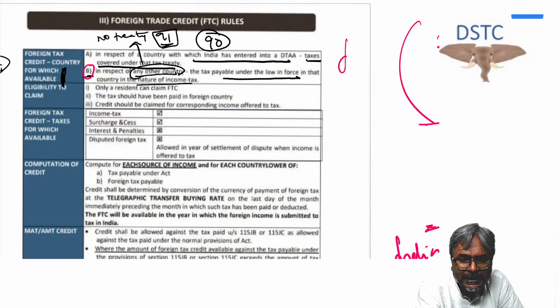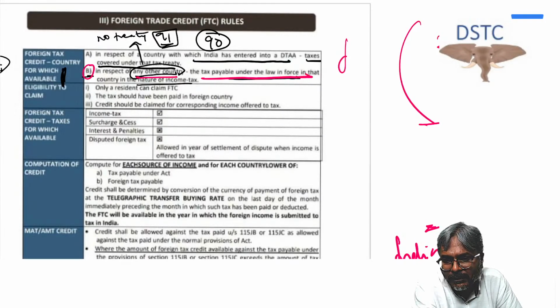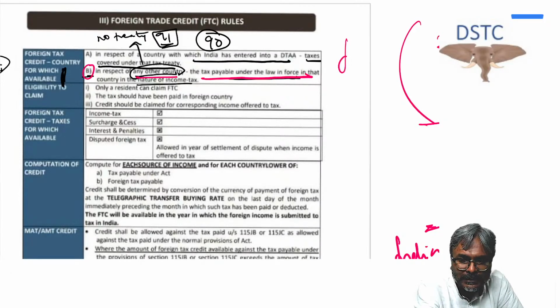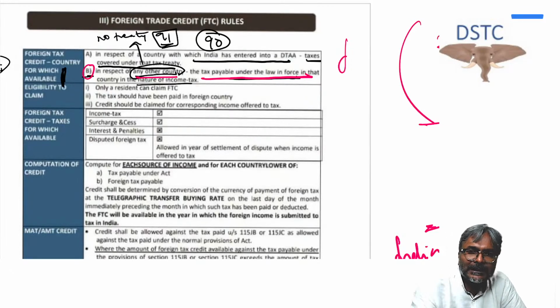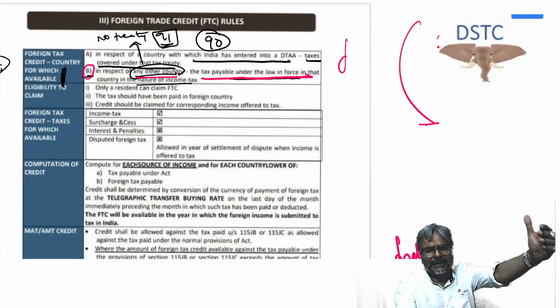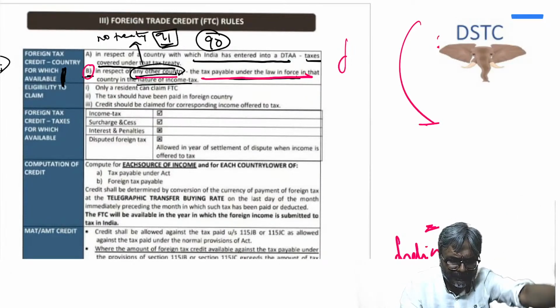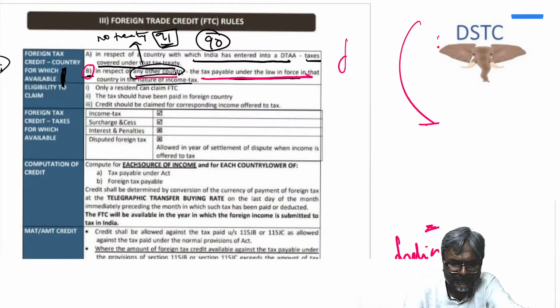What is point number B? In respect of any other country, students, the tax payable under the law in force in that country in the nature of income tax. Any other country means a country with whom India does not have any treaty.